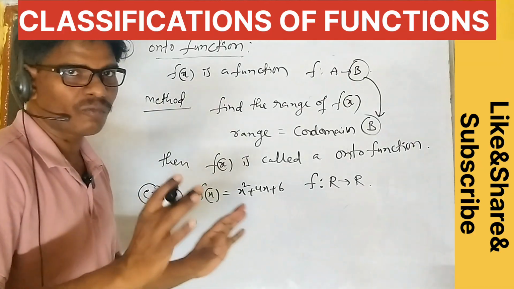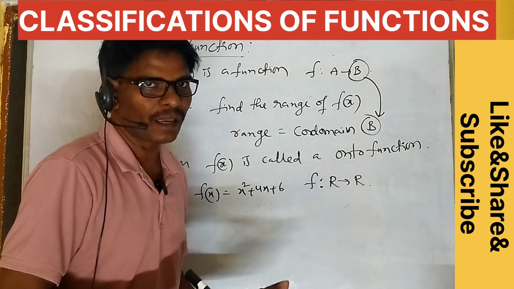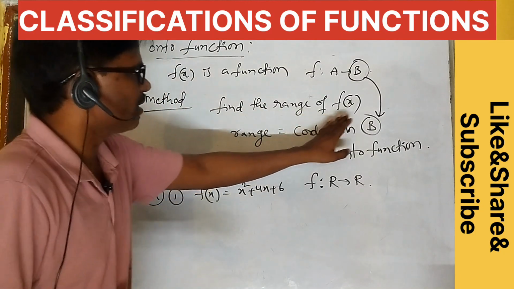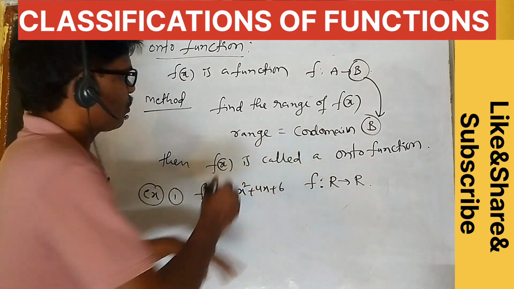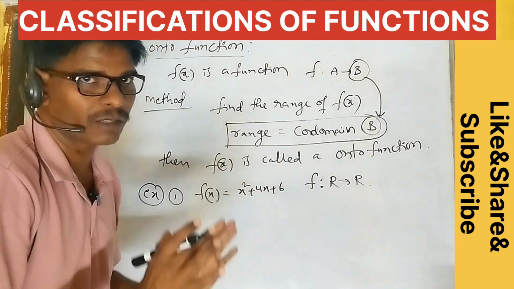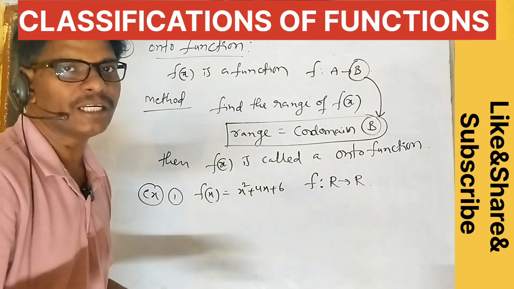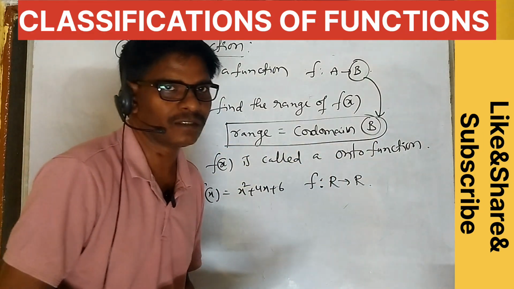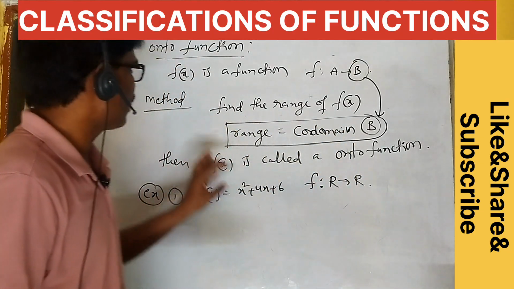Onto function. How to find the onto function? F of x is a function. F maps A to B; this is the mapping. Method 1: find the range of f of x. What is the range of f of x? Find it. If the range is equal to codomain B, both are equal, then that is the onto function. Not equal means not onto, and not onto means into function. Then f of x is called an onto function. Okay, range equal to codomain is called an onto function.